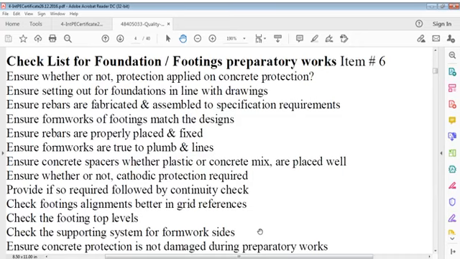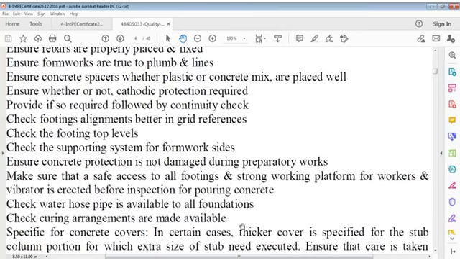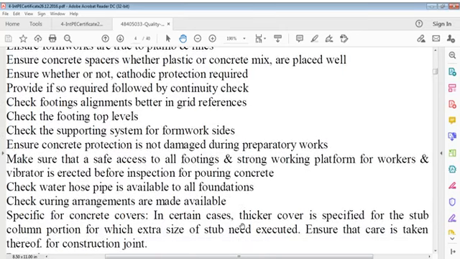When formworks of footings match design, you have to make sure whatever work you do matches design, meaning sizes and height. Then reinforcing bars are properly placed and fixed. And formwork should be true to plumb and lines. Then concrete spacers, concrete cover blocks, you can say concrete spacers, whether plastic made or concrete produced, are placed well, fixed well. And cathodic protection is a question here, whether or not it requires cathodic protection, you know this.